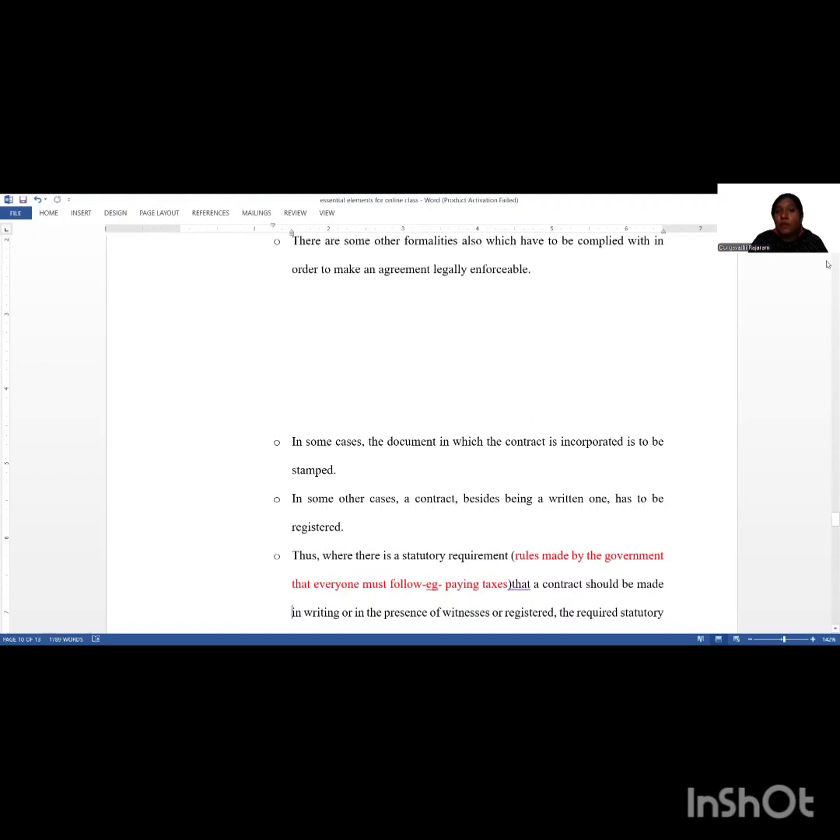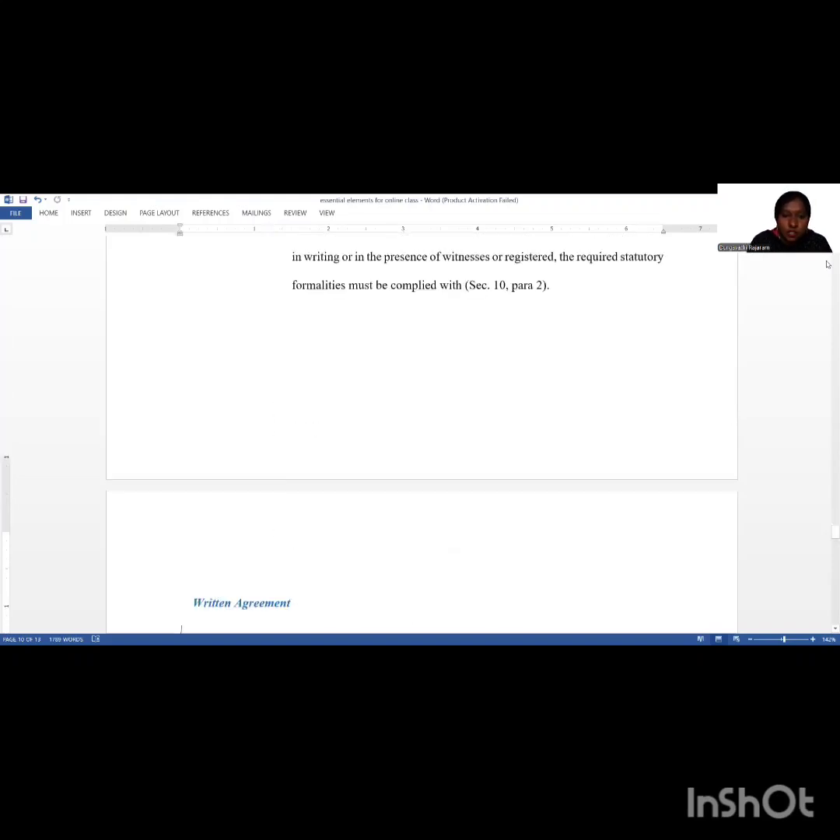In some cases, the document in which the contract is incorporated has to be stamped. That is very important when you make any contract between two parties. You make sure that the contract is stamped. In some other cases, the contract, besides being in writing, has to be registered. So that is very important, and this sort of thing you have to follow.